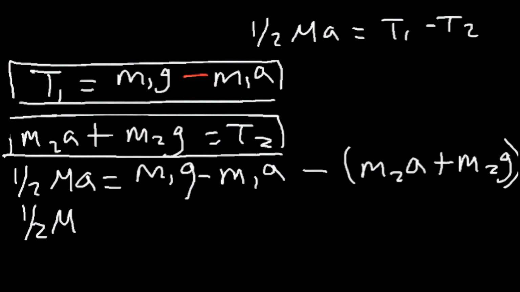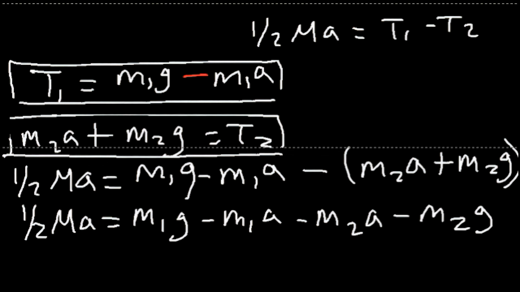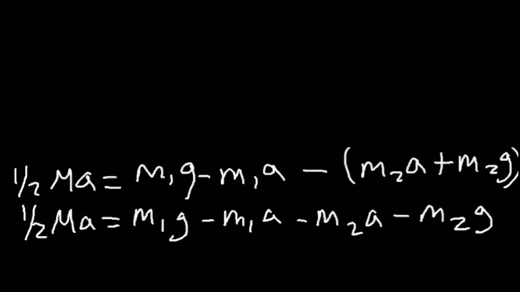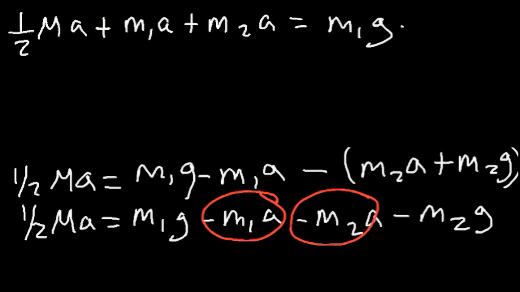So 1/2 ma is equal to m1g minus m1a minus m2a minus m2g. So we need to get a by itself. So everything that has an a, let's move it to the left side. So these two terms, they have an a value, and they're negative on the right side. So if we move them to the left, they're going to be positive. So 1/2 ma plus m1a plus m2a is equal to m1g minus m2g.